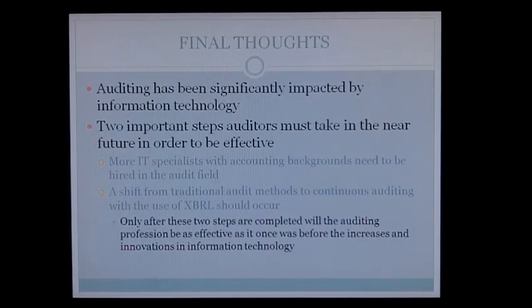Final thoughts. Auditing has been significantly impacted by information technology. Two important steps auditors must take in the near future in order to be effective: more IT specialists with accounting backgrounds need to be hired in the auditing field, and a shift from traditional audit methods to continuous auditing with the use of XBRL should occur. Only after these two steps are completed will the auditing profession be as effective as it once was before the increases and innovations in information technology.